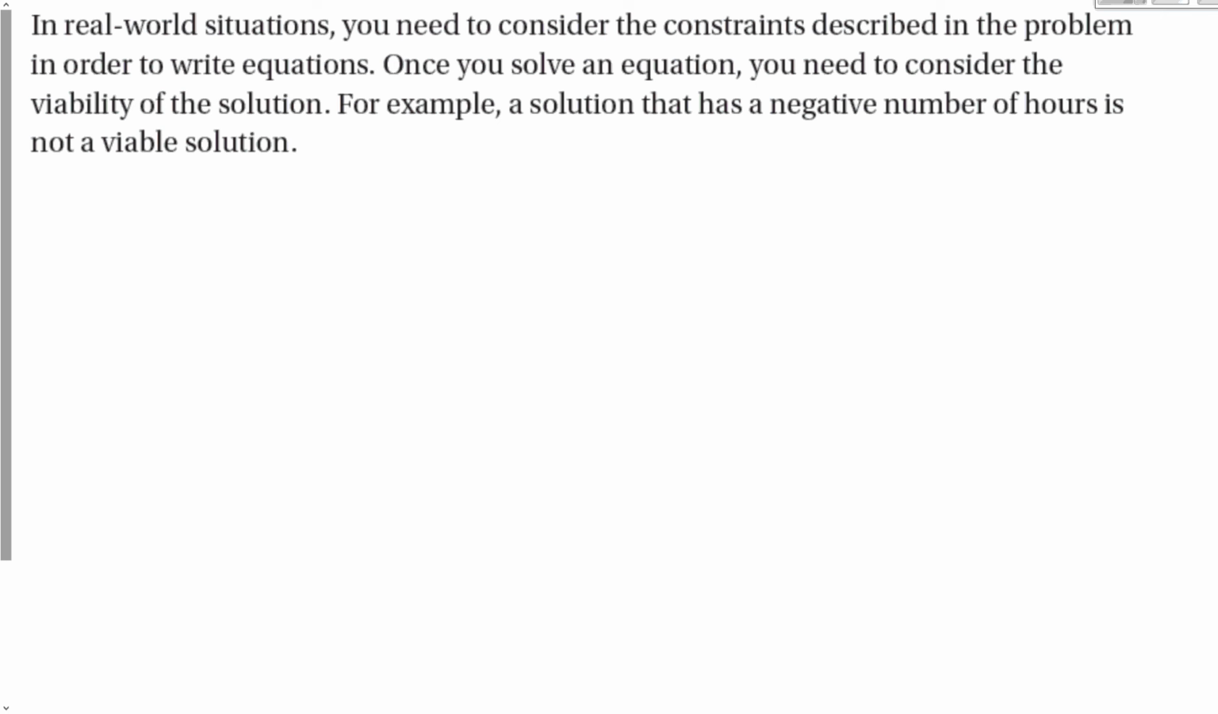All right, so in real world situations, you need to consider the constraints described in the problem in order to write the equations. Once you solve the equation, you need to consider the viability of the solution. For example, a solution that has a negative number of hours is not a viable solution.